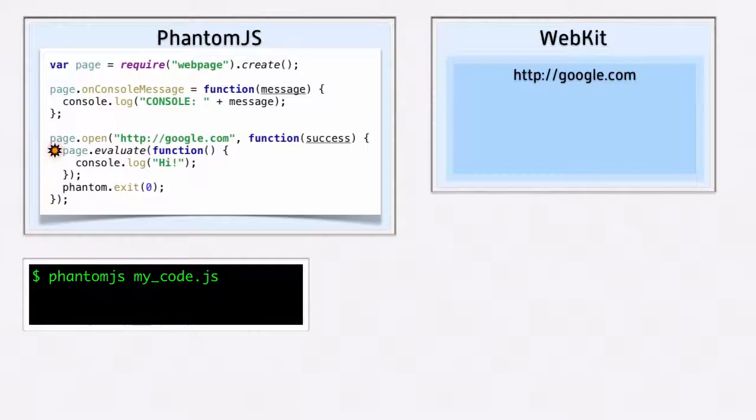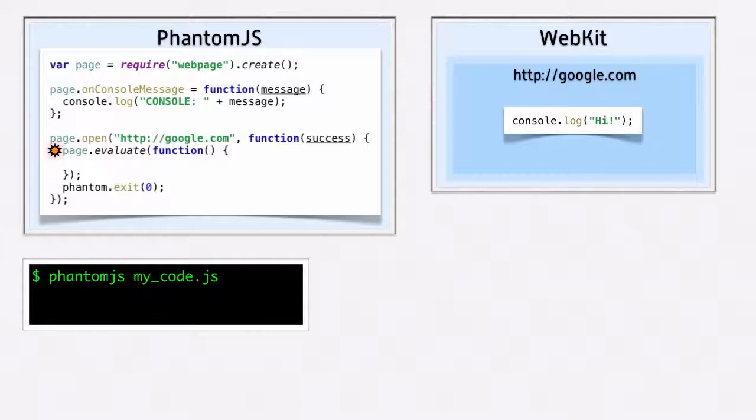The next thing we've got here is a page.evaluate, and it looks like a callback just like anything else, but this is not actually a callback. What page.evaluate says is to take this snippet of JavaScript and ship it over to the browser. And this is an important distinction to make because since this code is running in the browser, it's not actually running in the PhantomJS process.